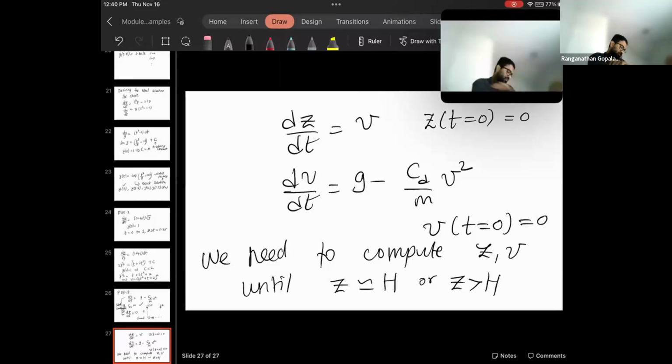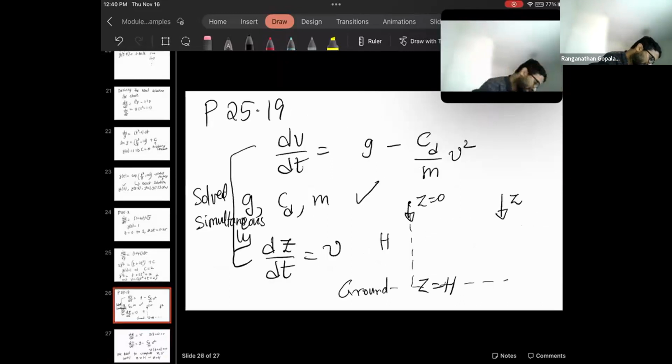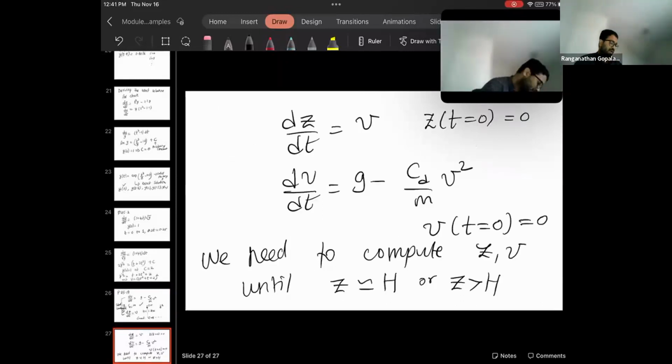Sorry. So the height h is given as 1 kilometer. The numbers are there, but the main idea is this problem does not ask you to compute the solution for 5 seconds or 40 seconds. It tells you to keep computing and determine the time taken for the object to hit the ground. So that is the goal.